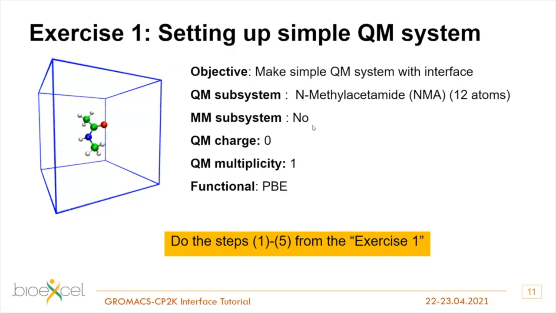Yes, on the next slide I will show that. What does QM multiplicity one mean? Basically, your QM system has another fundamental property which is called spin, which is not the case in a classical system. In a quantum mechanical system you always need to specify the spin state of your system. One means a singlet state, so you are informing that you want to calculate your system in a singlet state. Singlet state means that all electrons are paired up. There are other states, like triplet, for example.